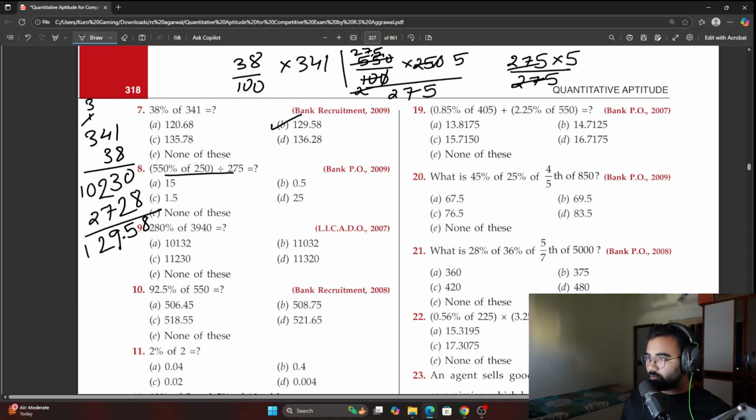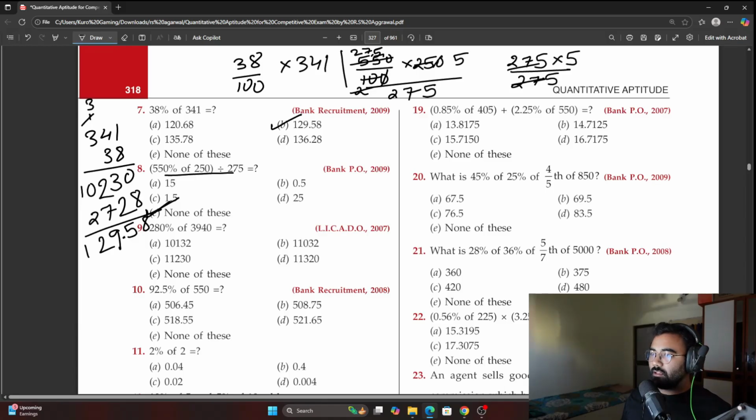5 5s are 25, 5 5s are 25, 5 2s are 10, 2 1s are 2, 275 into 5 upon. So I think the answer should be none of these. That is the last one, because 5 is not given in the option. Sometimes you get these none of the above things, none of these.